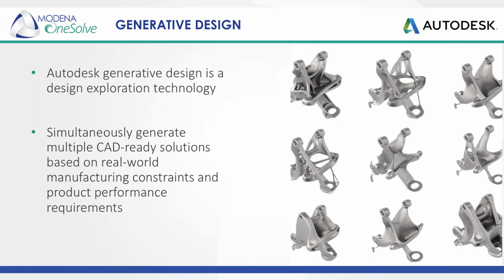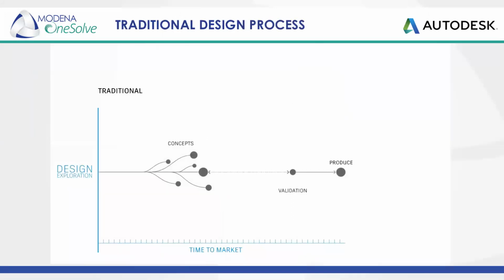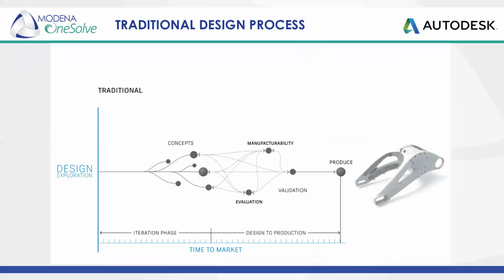How does Autodesk's generative design help the product development process? Before we have a look at this, let's review the traditional design approach. Often companies begin the design exploration process by creating a series of concept designs first. These concepts are limited in numbers. We may have 1 to 5 of them. The concepts then undergo evaluation and validation to verify whether they meet performance and manufacturing objectives. The product is then manufactured, produced, and sent out onto the market.